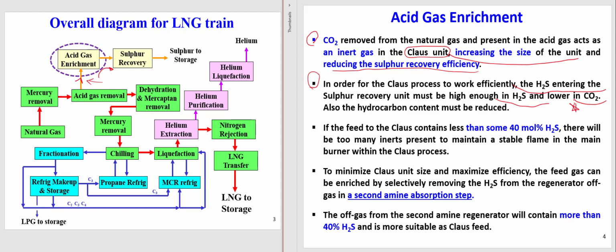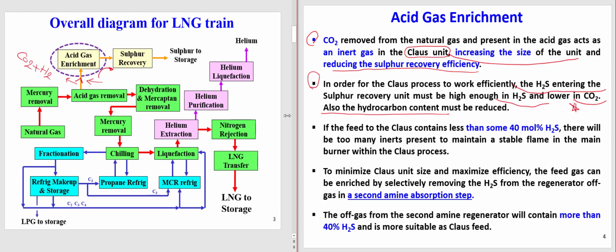And also any other hydrocarbon that is available, because in acid gas removal, we don't only remove CO2 and H2S. We also remove some hydrocarbons here. Some hydrocarbons will also be removed here, right? So we need to also try to minimize the amount of hydrocarbon going to the sulfur recovery process.